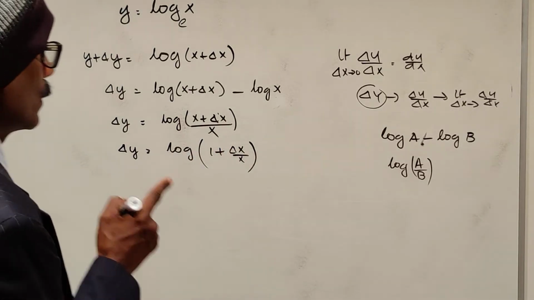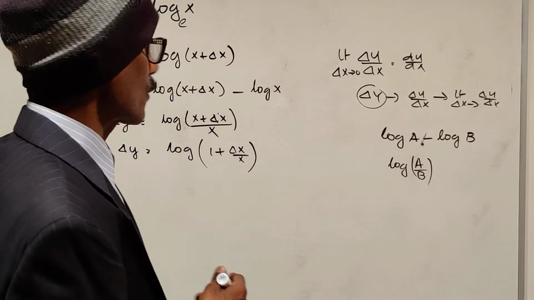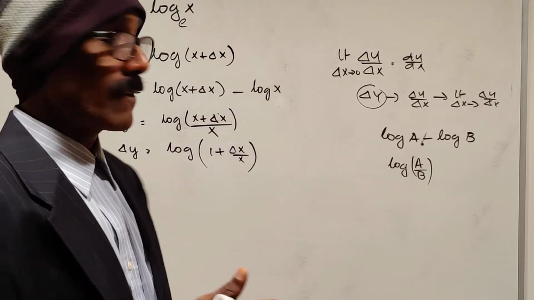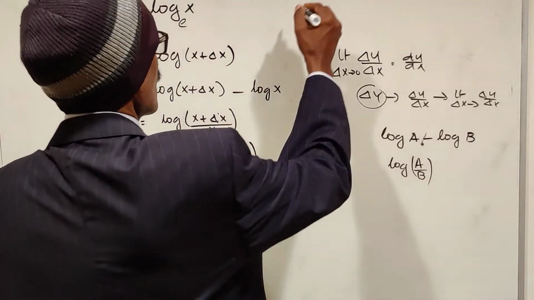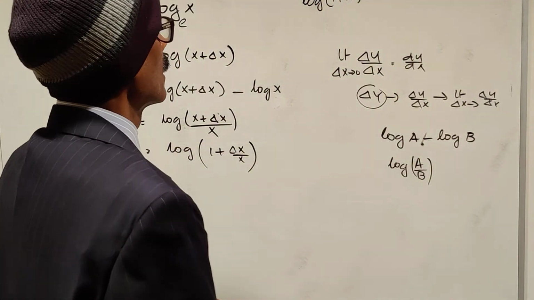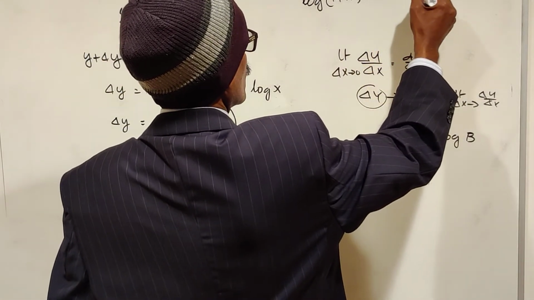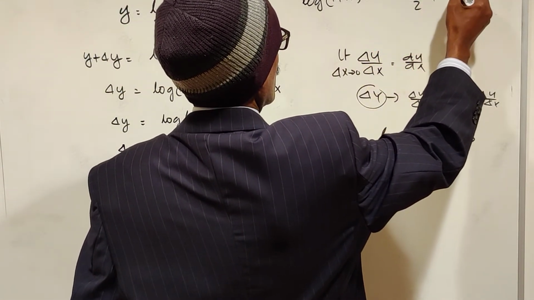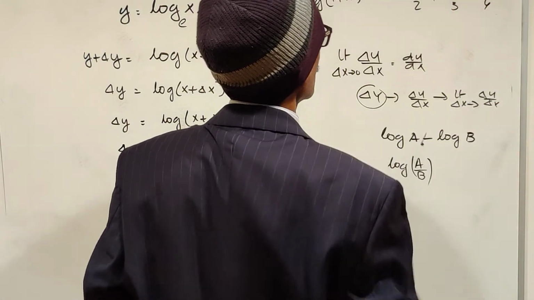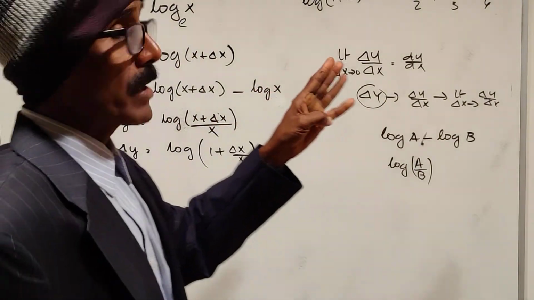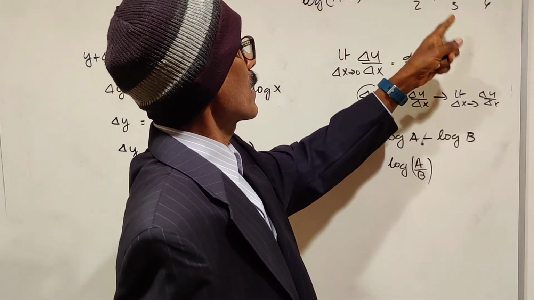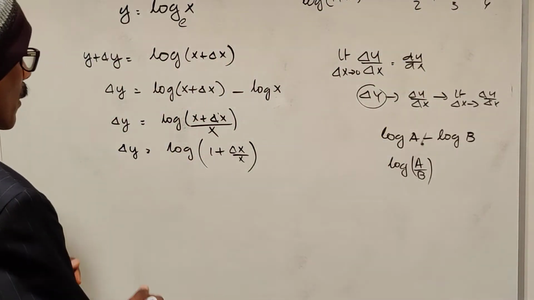Now you need to know the logarithmic series. This one is also derived from the Taylor series. Whenever I take the Taylor series, I will explain that. Right now, log of 1 plus x is equal to, this is the formula, x minus x square by 2 plus x cube by 3 minus x raised to 4 by 4 plus etc. You need to learn that formula by heart. Log of 1 plus x is x minus x square by 2 plus x cube by 3 minus x raised to 4 by 4. Just apply the formula here.